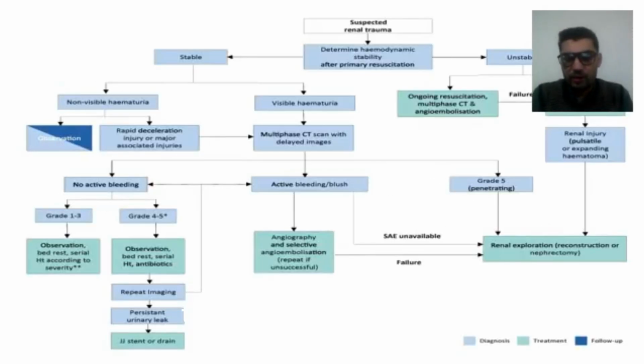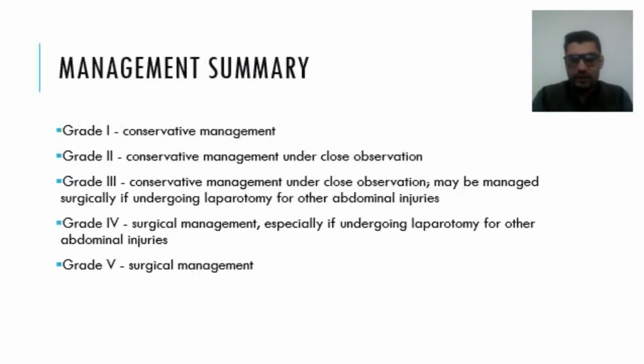This is the graphical representation of the management plan. This is the management summary. Grade 1 and 2 injuries are managed conservatively. Grade 3 injuries are usually managed conservatively unless laparotomy is required for associated injuries. And grade 4 and 5 injuries usually require surgical intervention.